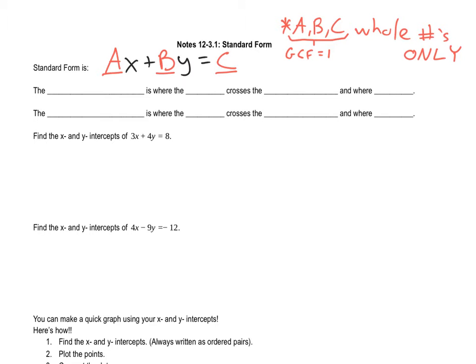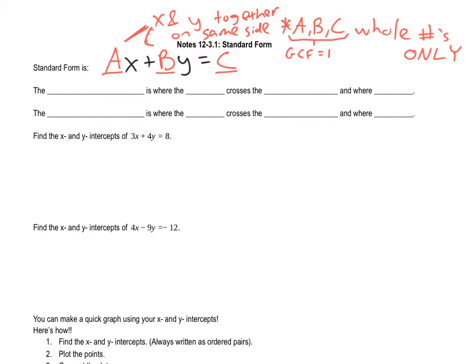All right, so A, B, and C are whole numbers only. GCF is 1, that can't be reduced by a common factor. And then the last thing we have to put down here is that X and Y are together. So our X and Y are together on the same side. We see the X term and the Y term together.